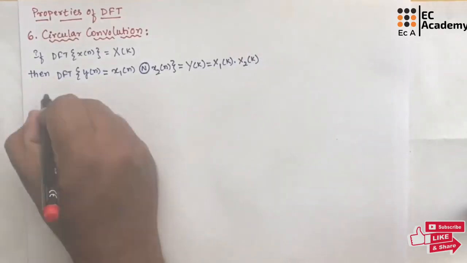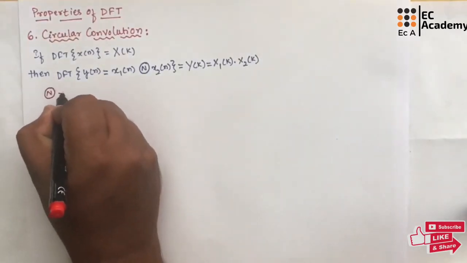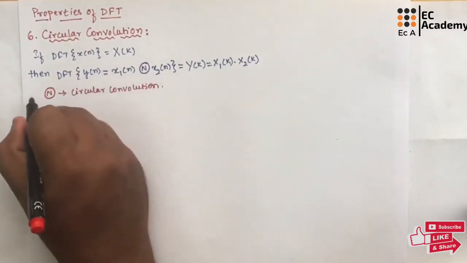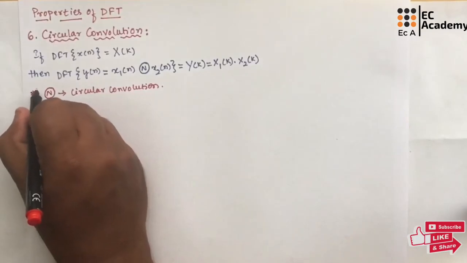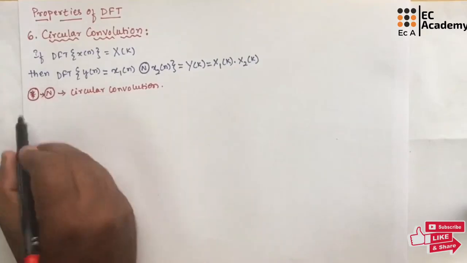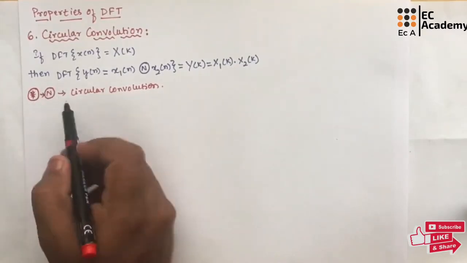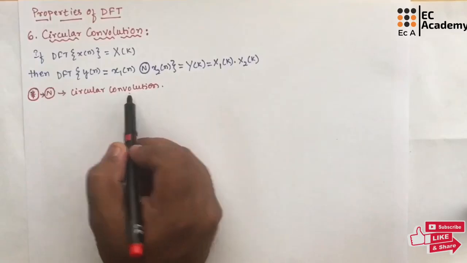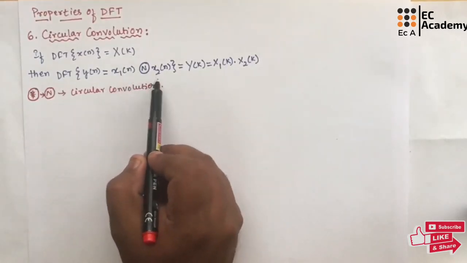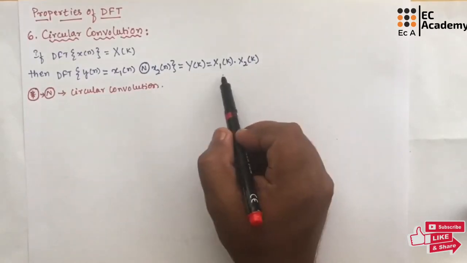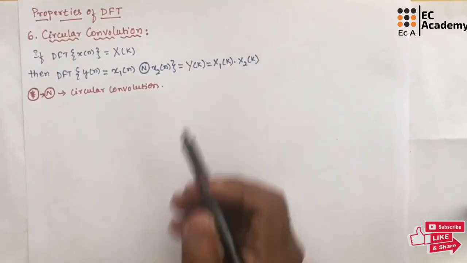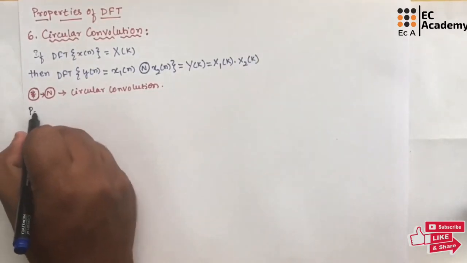So here n with a circle represents circular convolution. This can also be written as star with circle. So both are same. So you can write star with circle or n with a circle, that represents circular convolution. So here the circular convolution of x1 of n with x2 of n will be equal to x1 of k into x2 of k. Let us prove this. Let us take the proof.